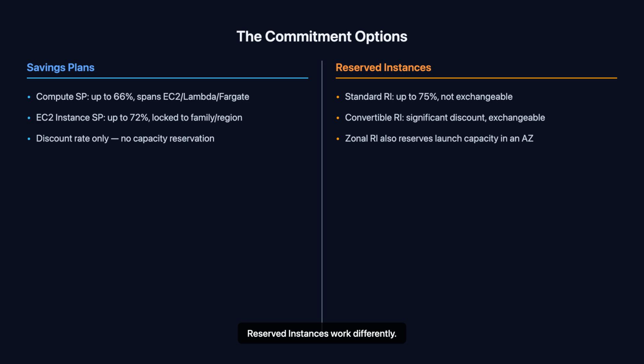Reserved instances work differently. A standard RI reaches up to 75% off, but cannot be exchanged once purchased. A convertible RI gives you a significant discount and can be swapped for a different instance type. And a zonal RI is the one option that also reserves actual launch capacity in a specific availability zone.